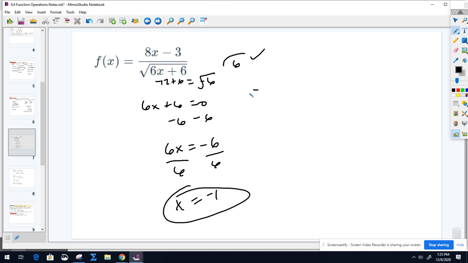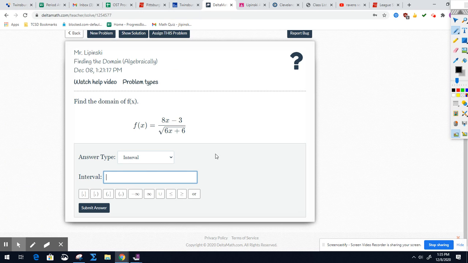So the domain for this problem starts at negative 1. How did I get negative 1? I just set the denominator equal to 0. It's all values that are greater than negative 1, but not equal to. So any value to the right of negative 1 would work here. Okay, so again, going back to the homework just to make sure we remember how to put that in there. Answer type interval. I just want to leave it as interval, and it's going to be parentheses, negative 1 to positive infinity.